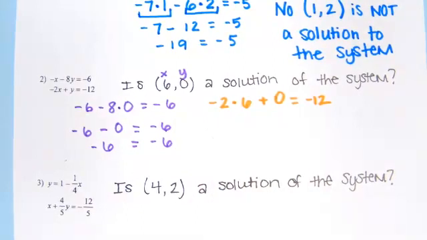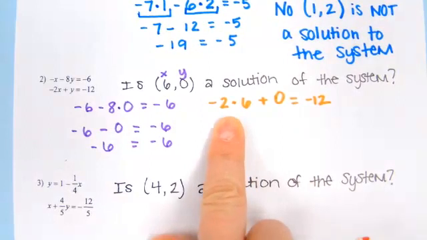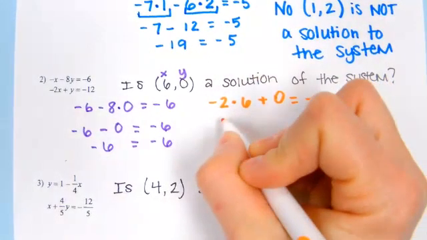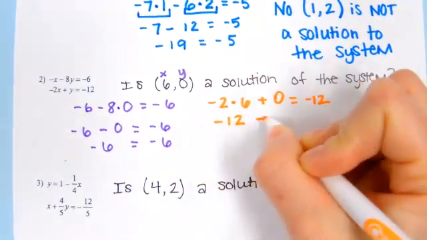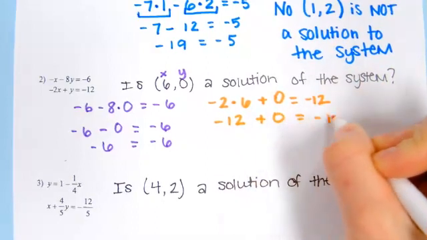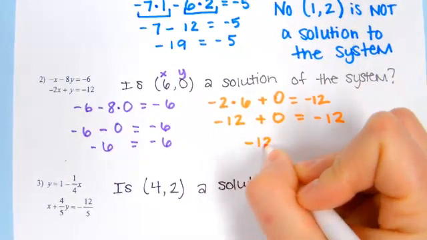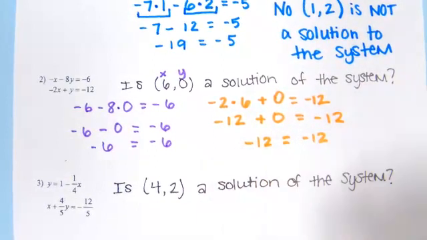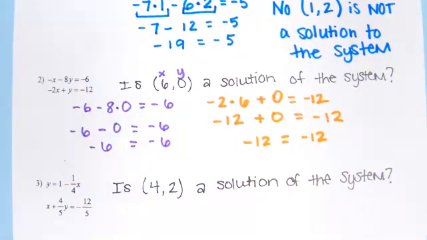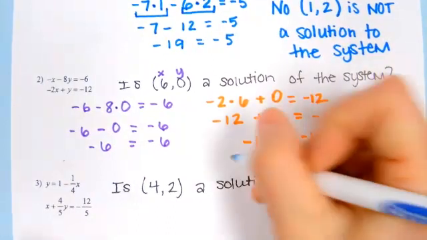So think of PEMDAS, multiply comes first, so I'm going to do -2 times 6 is -12 plus 0 equals -12. Now I'm going to add -12 plus 0. Yep, that's -12. And I get -12 on the other side. It worked for both of my equations in my system. So is 6,0 a solution of the system? The answer is yes. 6,0 is a solution.